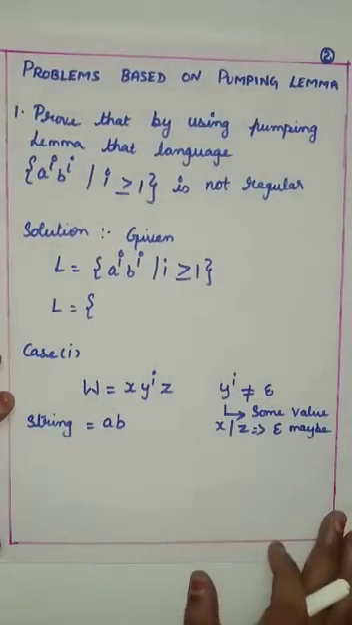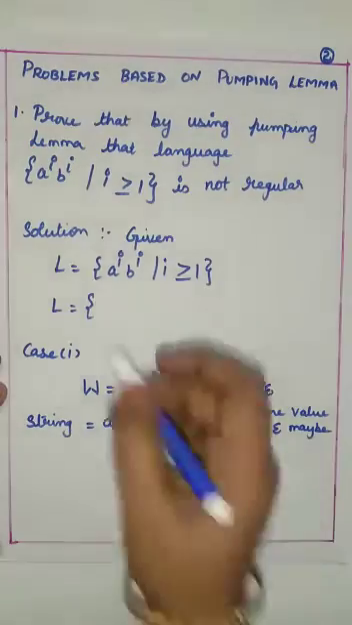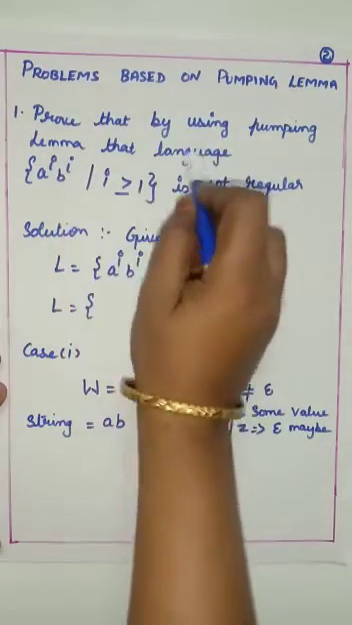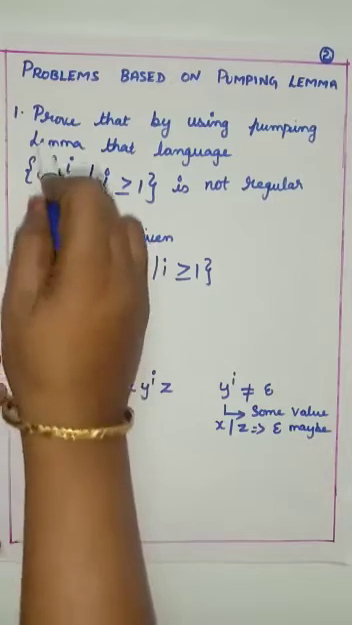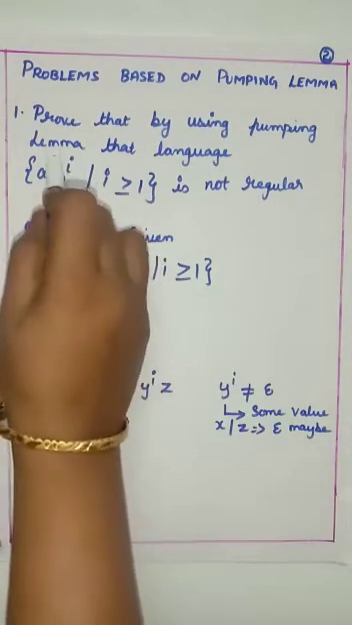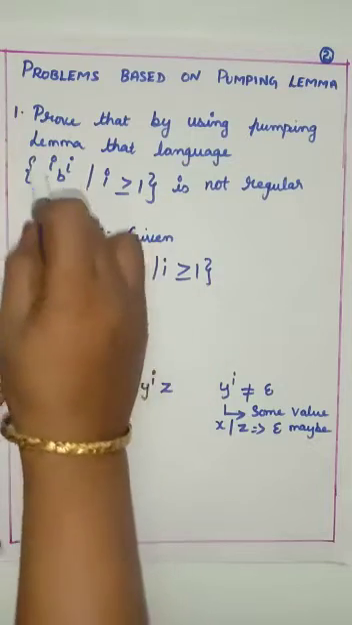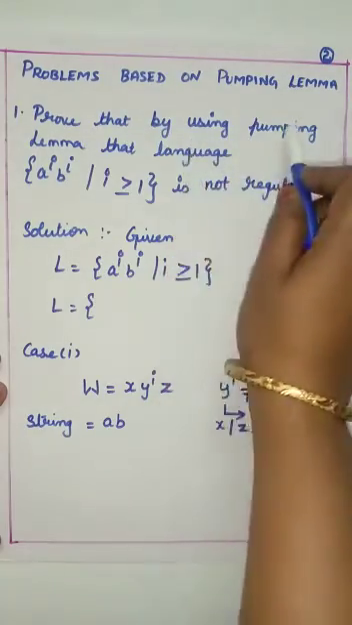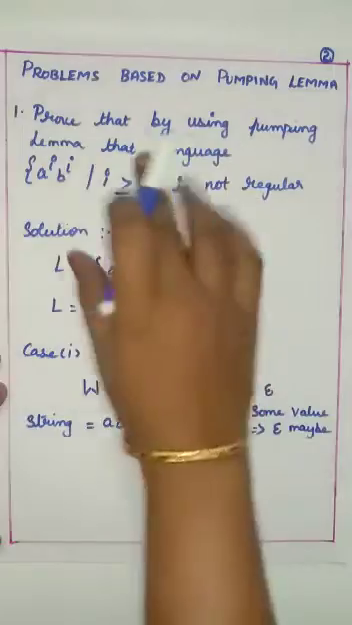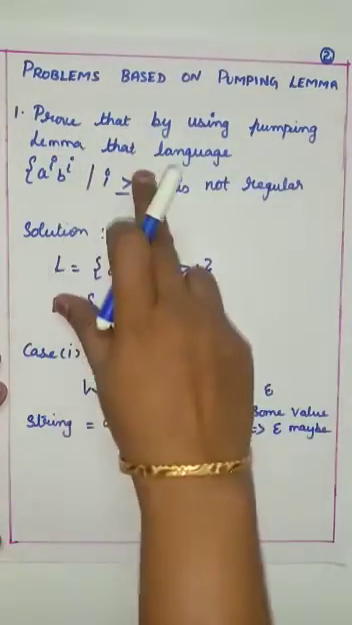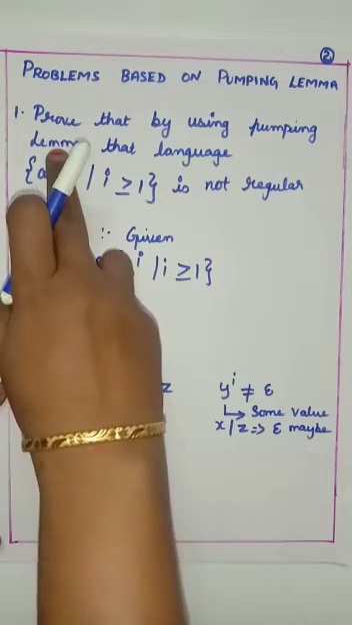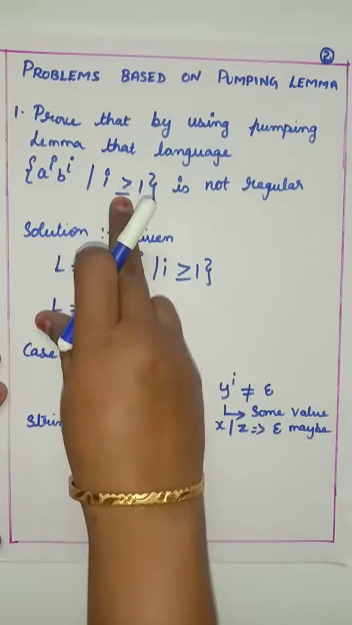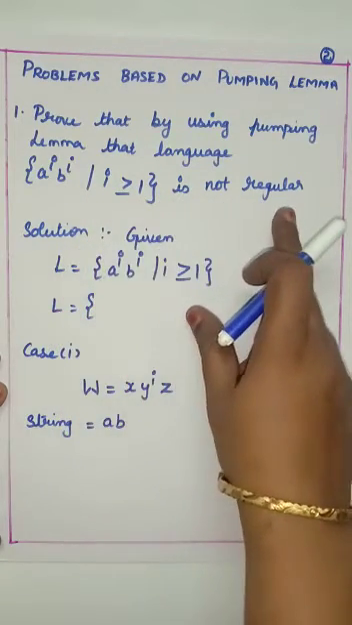And now we are going to solve a sum based on the pumping lemma theorem. I am going to prove, by using the pumping lemma, that the language L, in which I generate a string a to the power of i and b to the power of i, where i is greater than or equal to 1, is not a regular language. So this is what the sum is. Prove by using the pumping lemma that the language L has a to the power of i, b to the power of i, where i is greater than or equal to 1, which is not regular. That I am going to prove.